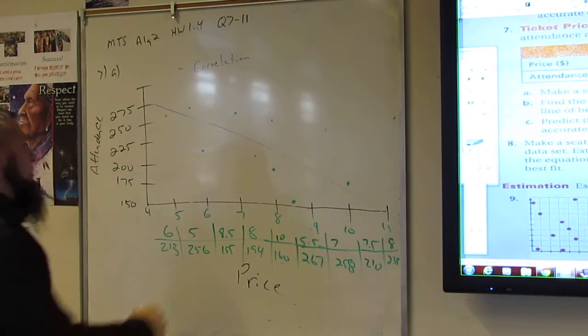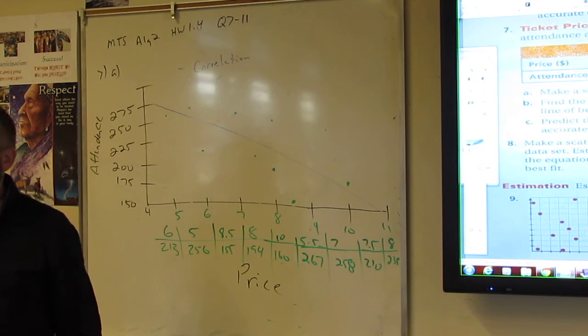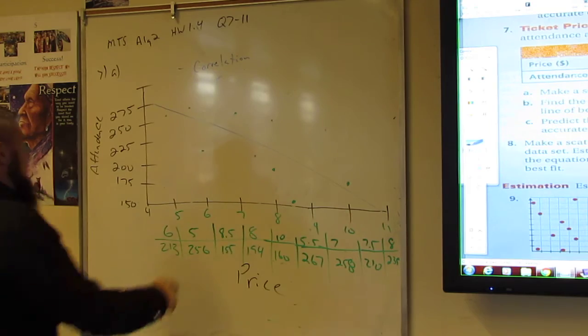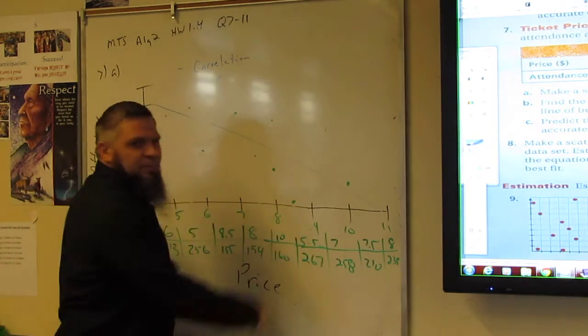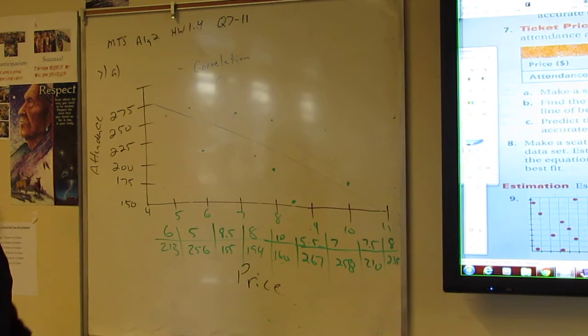What's my R value? So how much do these things spread out? Are they perfectly linear? Do they make a really good line? No, right? Otherwise they'd be like right here. Boom, boom, boom, boom, boom, boom, boom. So it's not 0.9. Are they a circle?